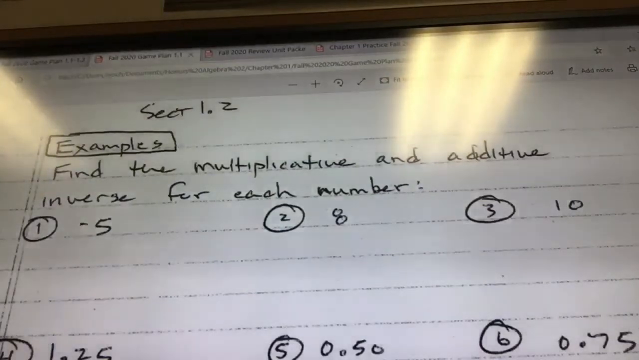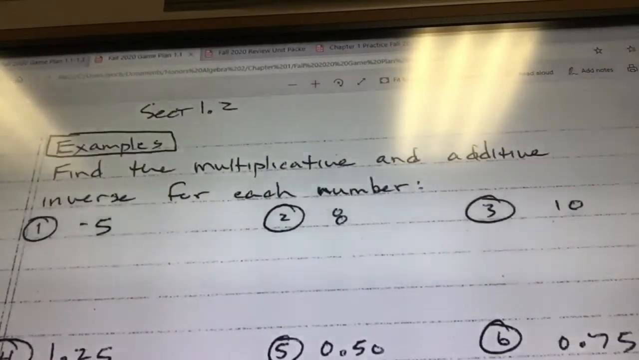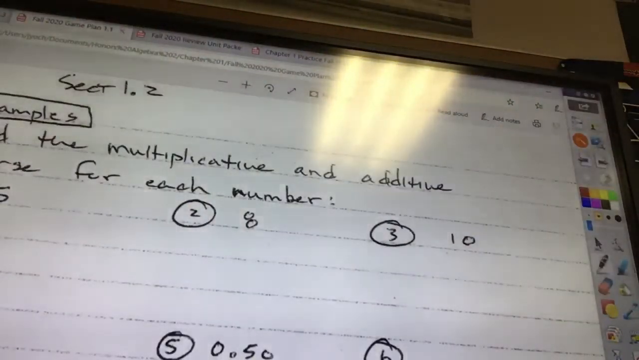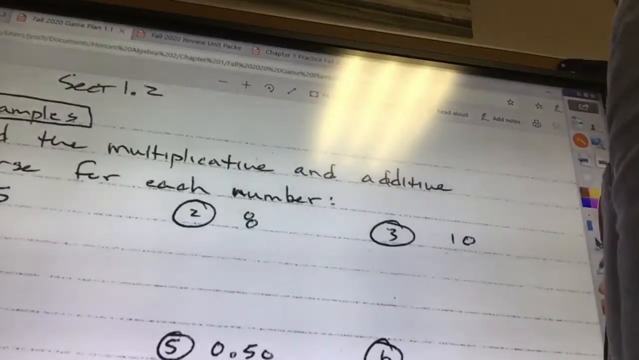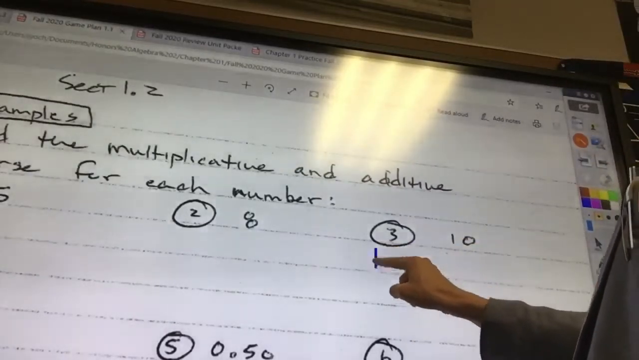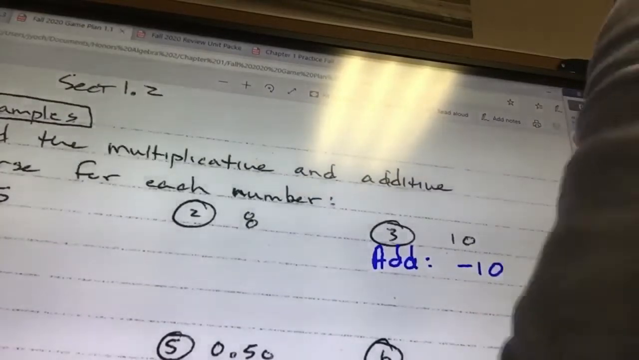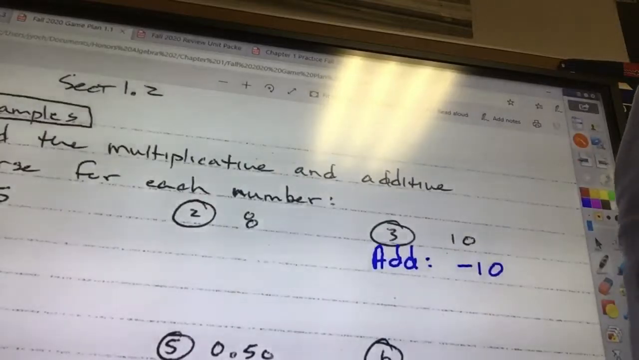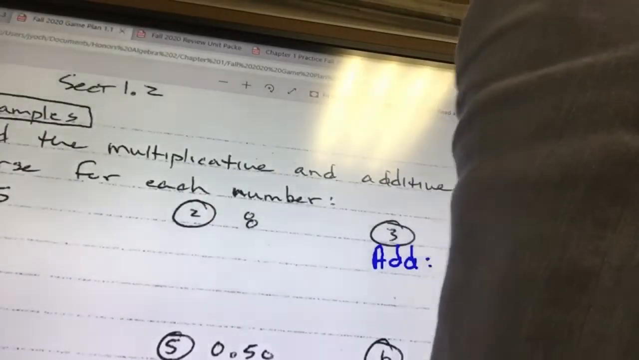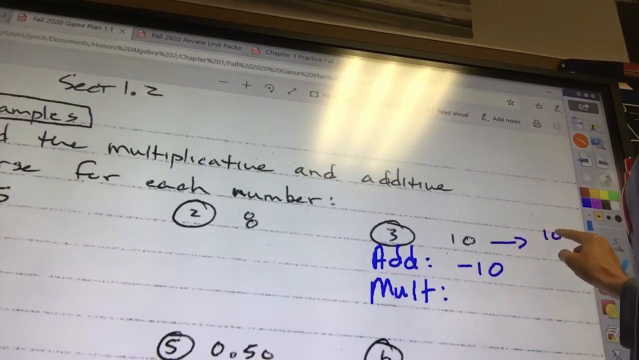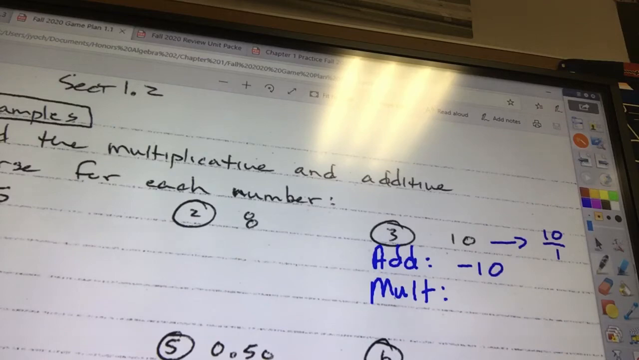All right, let's take a look at 3. Let's talk about additive inverses on 3. Additive inverses are opposites, okay? Two numbers are additive inverses if their sum is 0. Additive inverse, another word for opposites. The additive inverse of 10 is a negative 10. Two numbers are multiplicative inverses if you multiply them and get 1. Another name for that is reciprocal. So for the multiplicative inverse, we're going to write 10 as 10 over 1. The multiplicative inverse is the reciprocal of 10, which is a tenth.